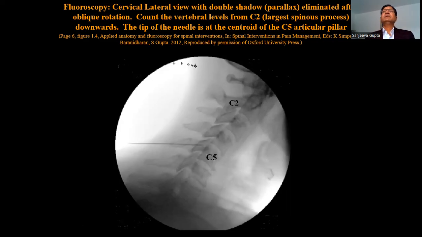So understanding how to eliminate the double shadow is the most important thing if you're doing procedures at the cervical spine level. Once you have done that, then the cervical spine procedure becomes very safe and very easy to do as well.